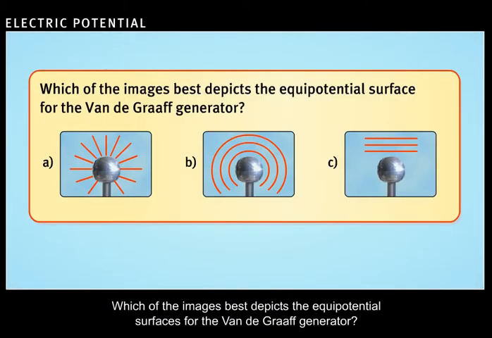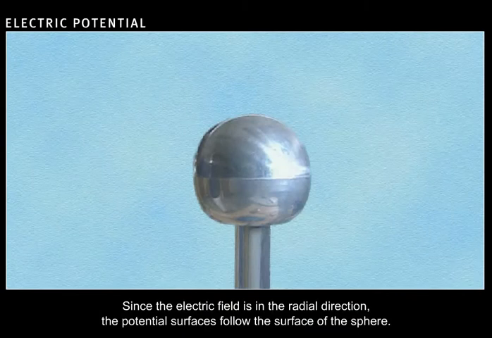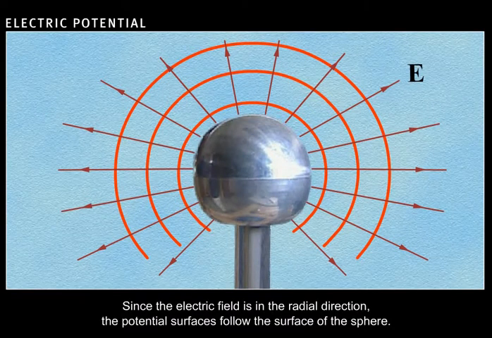Which of the images best depicts the equipotential surfaces for the Van de Graaff generator? Correct. Since the electric field is in the radial direction, the potential surfaces follow the surface of the sphere.